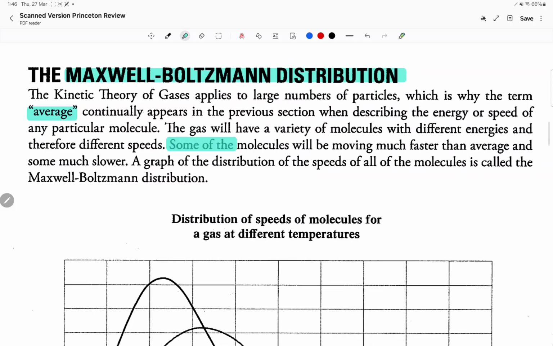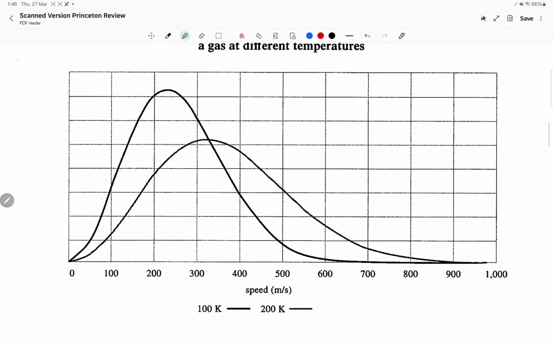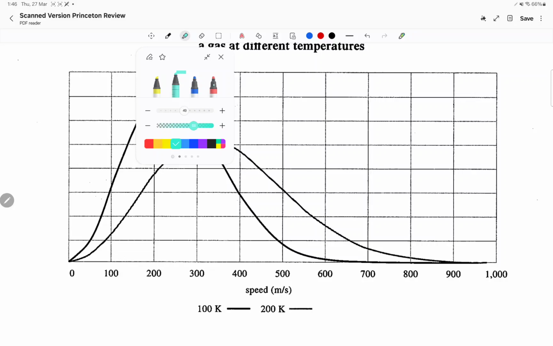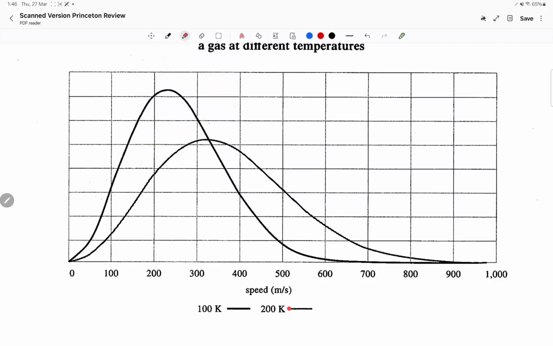Because some molecules will be moving faster and some will be moving slower. If they're faster, they have more KE. If they're slower, they have less KE. So you will see this curve a lot in the exam. Now here it's black and white. It's not very showy, but let me tell you what's going on here. Let's use a red color. So this is the 200 Kelvin. This would be the one that has been shifted to the right.